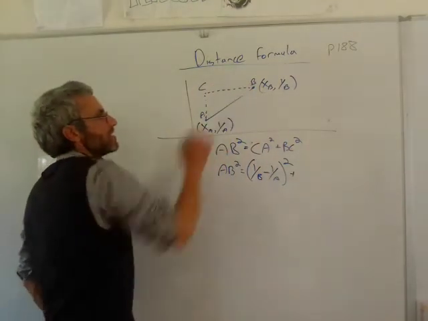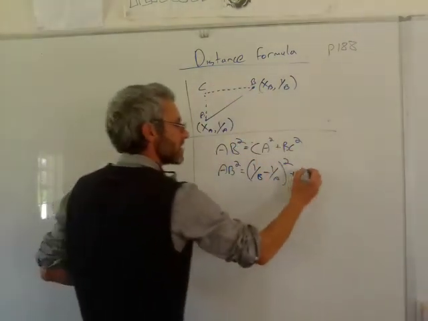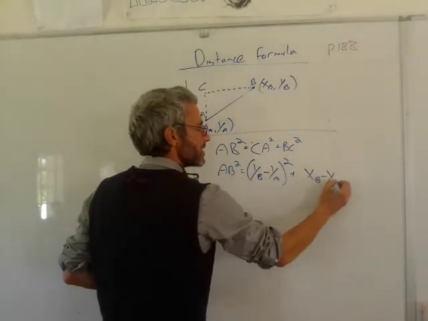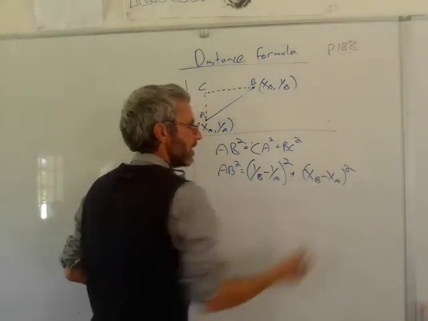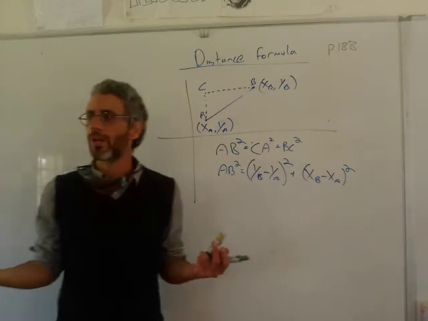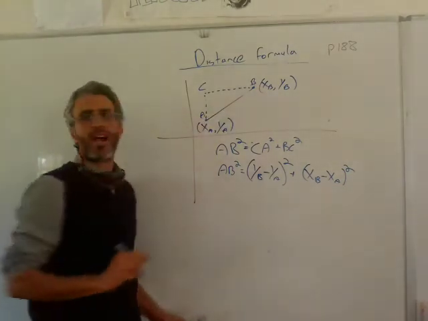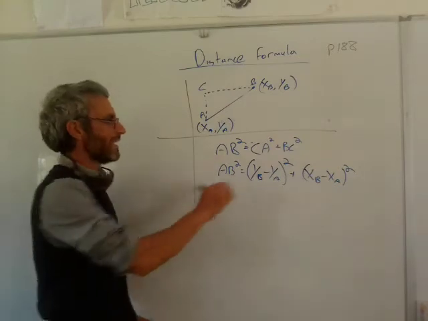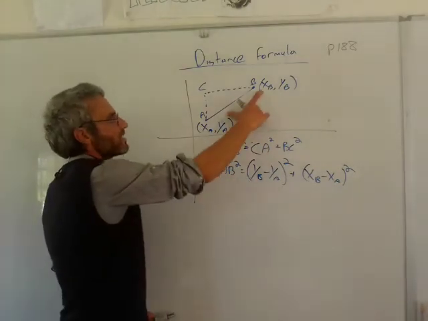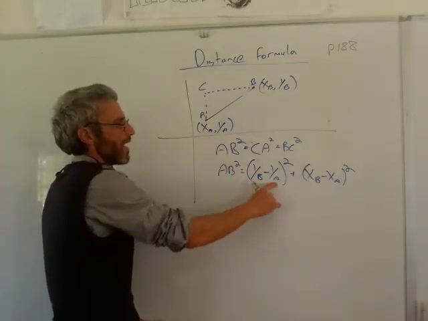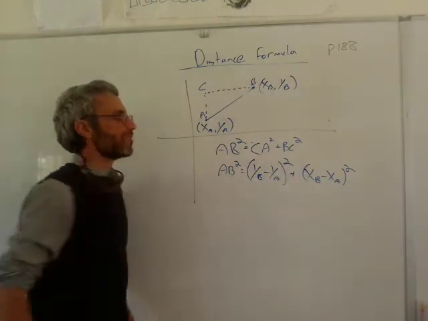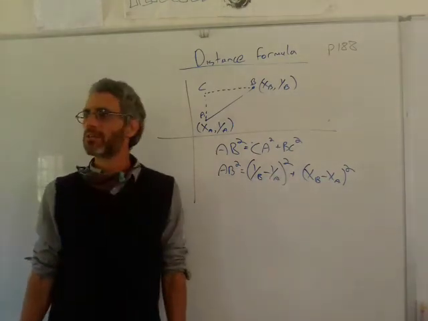How would I write BC squared? XB minus XA, squared. And guys, this is it. This is the formula. So the general formula for the length of a segment is the difference in the y squared, YB minus YA squared, plus the difference of XB minus XA squared.